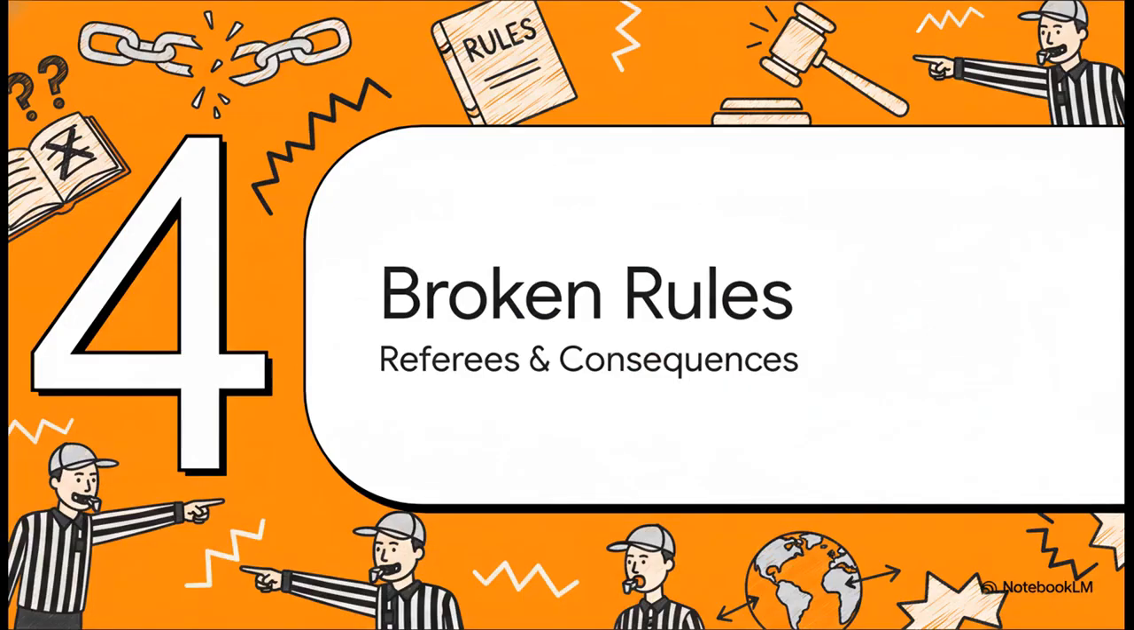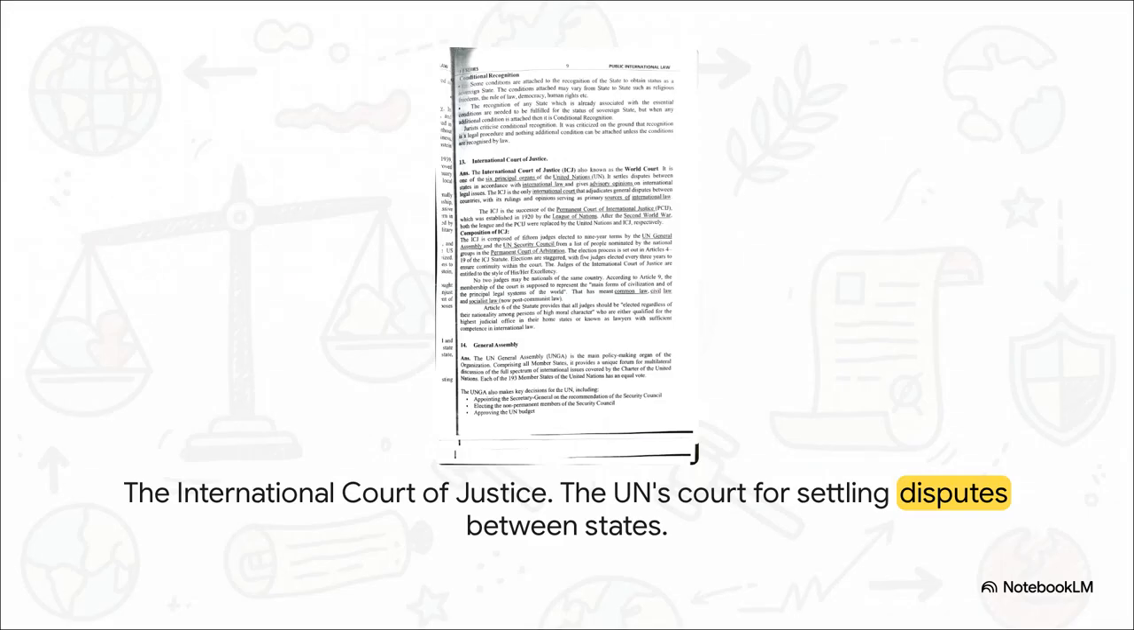And that brings us to our final and maybe the most important question of all. What happens when the rules get broken? I mean, a rulebook isn't much good if there aren't ways to settle arguments and deal with cheaters. So who are the referees, and what are the consequences? The main referee for countries is the International Court of Justice, or the ICJ, also known as the World Court.